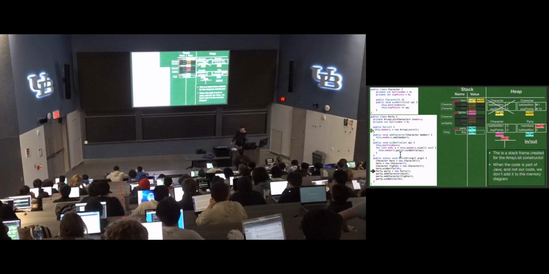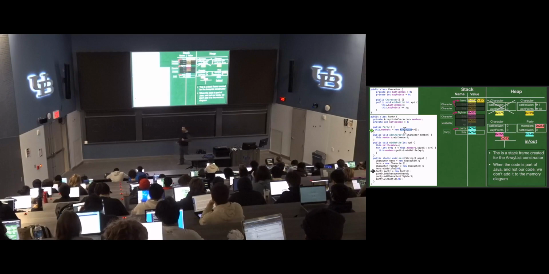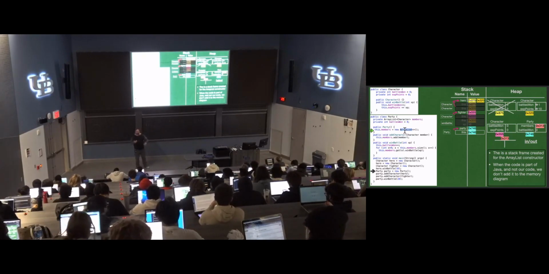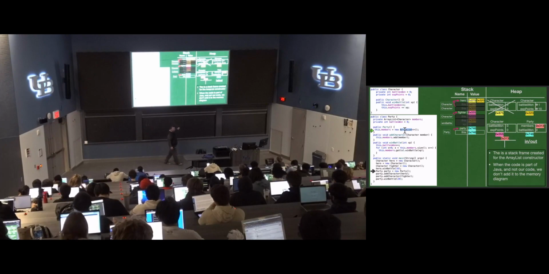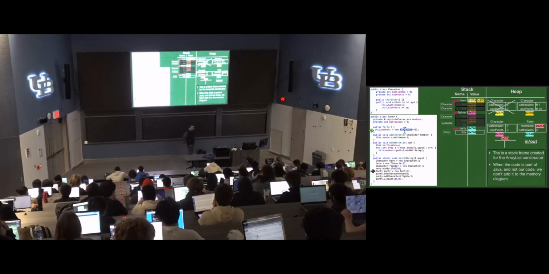Now note when we call the ArrayList constructor, this does technically create a new stack frame. It puts it on the stack, calls the constructor, runs through the code in the ArrayList constructor, and does all that stuff, but we don't put it in our memory diagrams. Whenever we have code that's internal to Java, that comes with the Java standard library, we don't trace through that code.